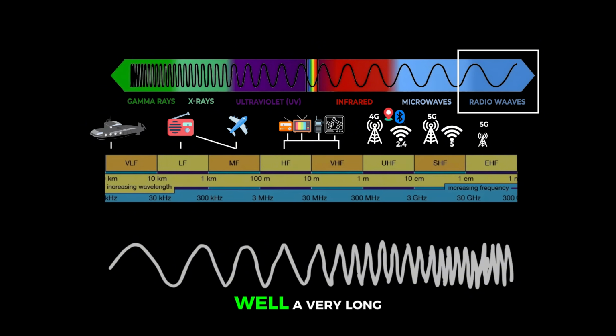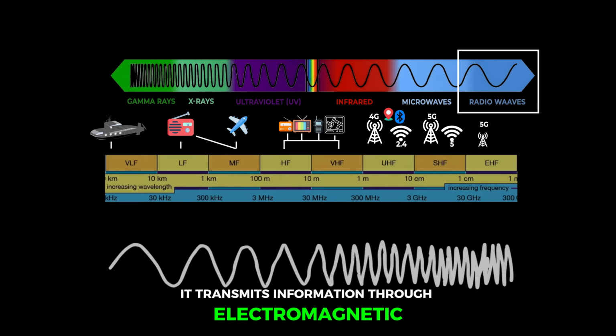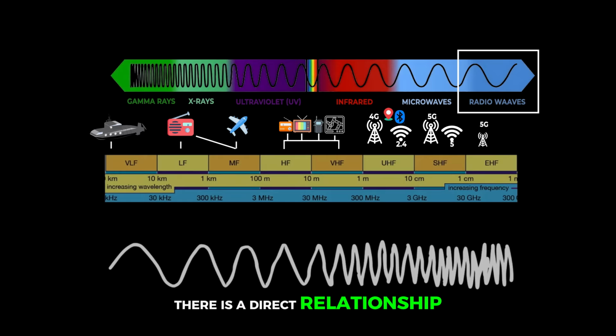So, in short, well, a very long short, wireless communication doesn't use cables. It transmits information through electromagnetic waves. There's a direct relationship between wavelength, frequency, and what materials they can pass through. For example, visible light can pass through transparent objects because the arrangement of atoms in those materials allows it. X-rays can pass through your skin, but not bones. That's why we can see bones in an X-ray image.